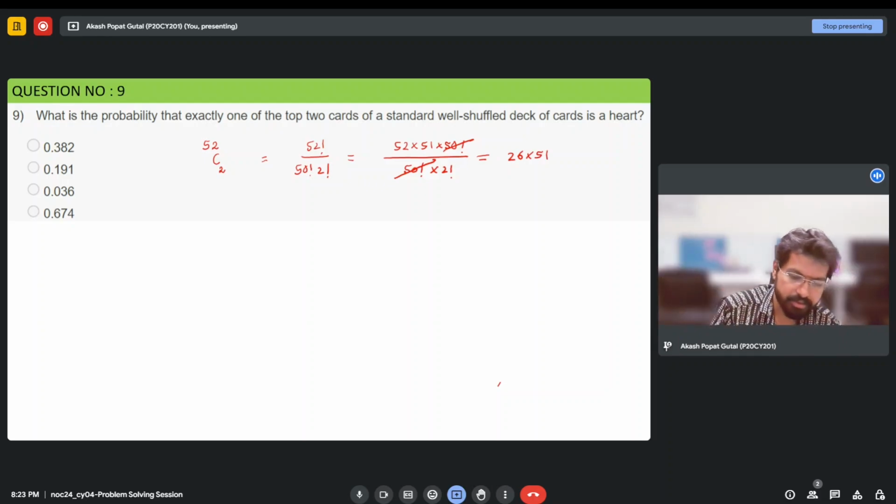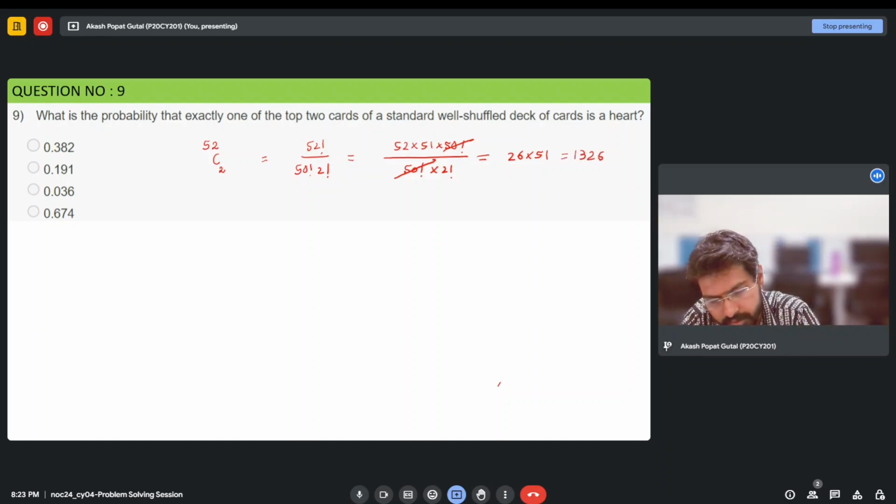Okay, so what is the number? 26 times 51 is, let me calculate, 1326. So there are 1326 ways you can take out two cards.